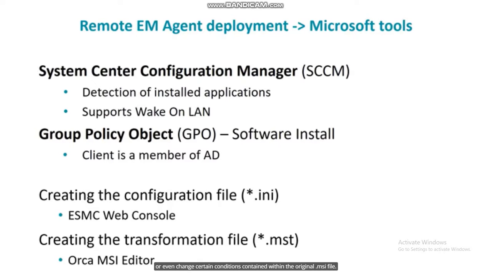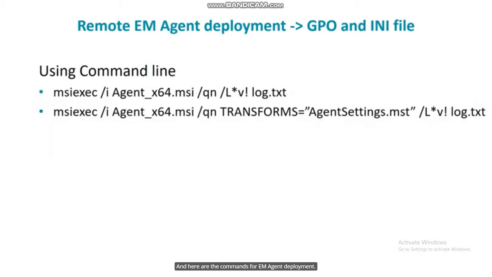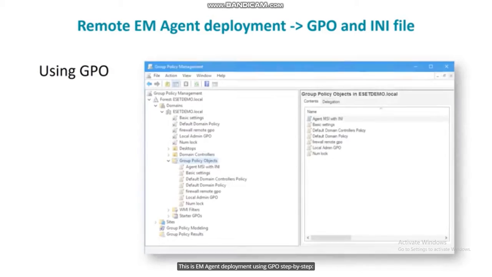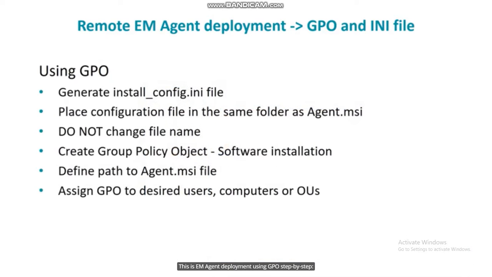the original MSI file. Here you can see the content of the install config ini file. And here are the commands for EM Agent deployment. This is EM Agent deployment using GPO step by step.